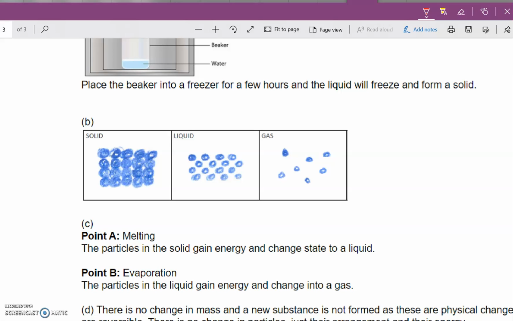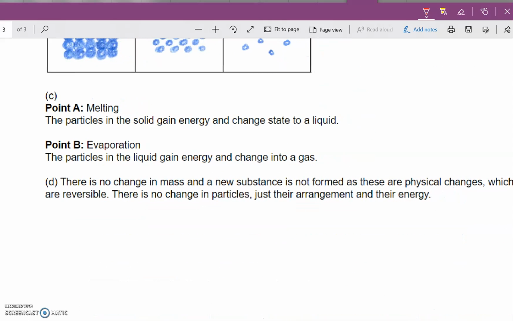Remember, in a chemical change, a completely new substance is formed. In a physical change, the substance remains the same. So in this regard here, there's no change in mass. So even though you go from solid, liquid to gas, the mass present remains the same. The number of atoms present remains the same. And the types of atoms present and the way in which they're bonded together remains the same. So it's completely a physical change.